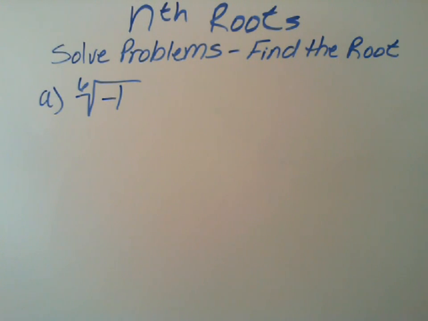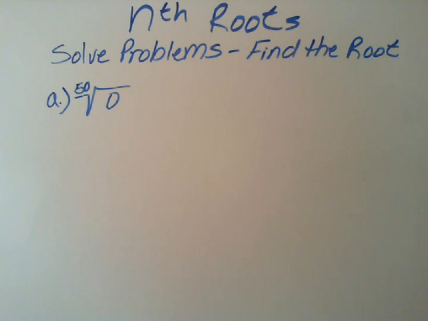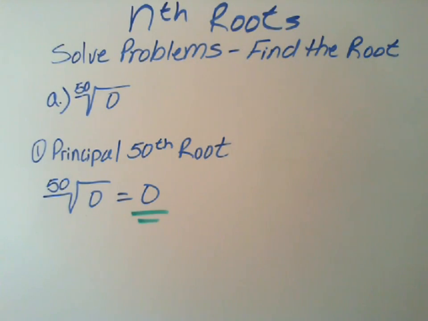Let's attempt to solve this problem. The sixth root of negative 1. Since the root we are trying to find is the sixth root, and that root is an even number, and the number under the radical sign is a negative number, the answer for this problem is not a real number. If we try to multiply negative 1 times itself 6 times, we would get a positive 1. Let's find the 50th root of 0. Since we have 0 under the radical sign, regardless what root you're looking for, your answer will always be 0.